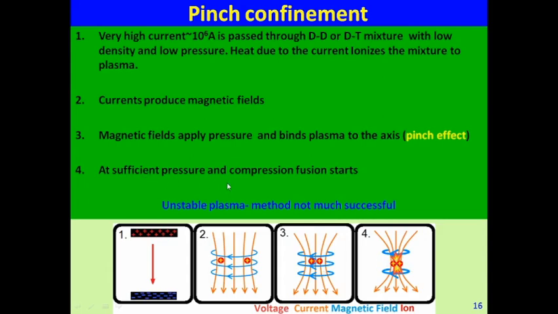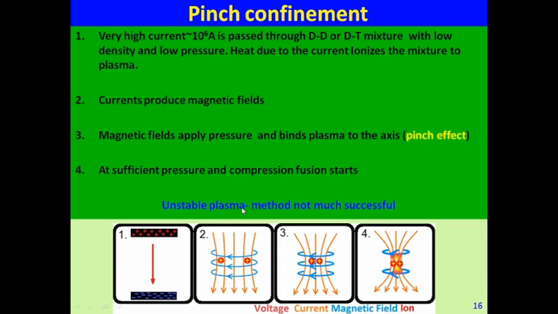So at sufficient pressure and compression, fusion starts. The pinch effect is nothing but applying a current to a plasma, so that these currents produce a magnetic field around it. That magnetic field compresses the plasma and narrows down its free area, and finally when it is narrowed down to a very close environment, fusion will happen. This is called pinch confinement, but the process is very unstable. This is not used nowadays.